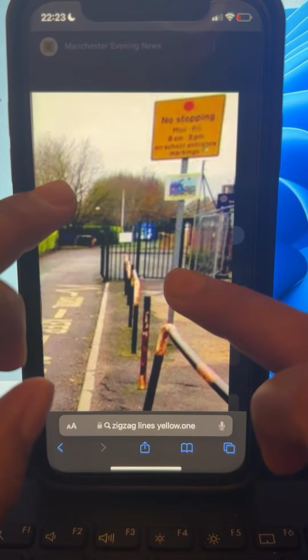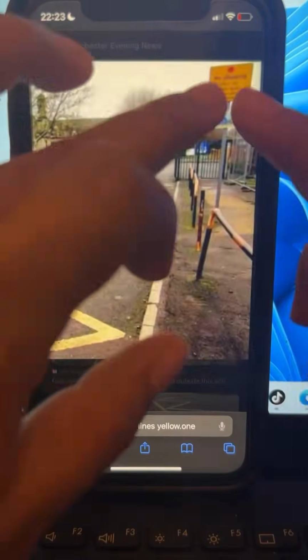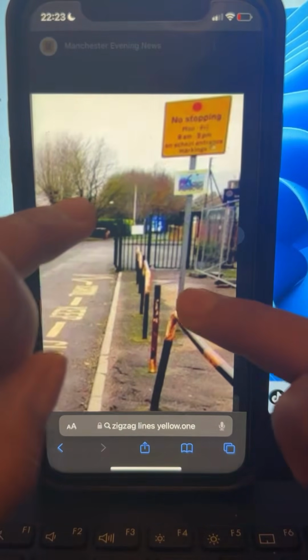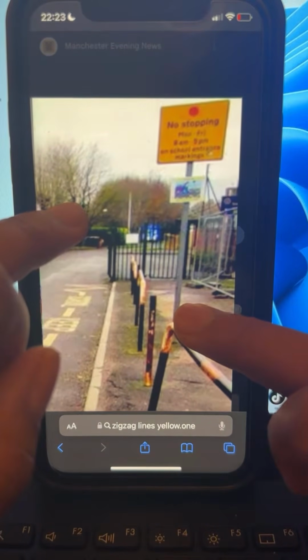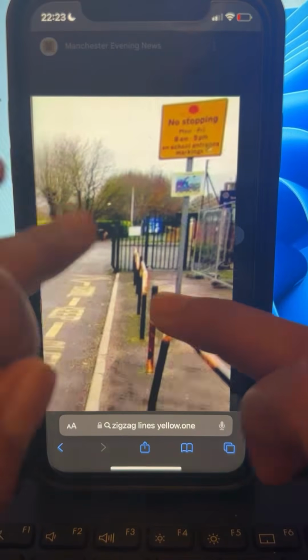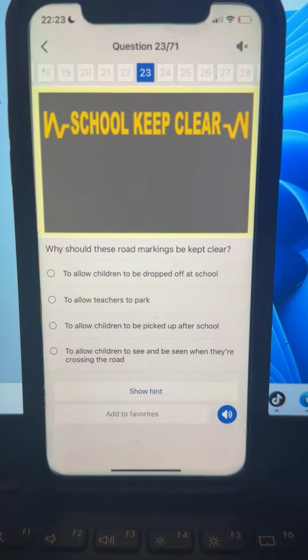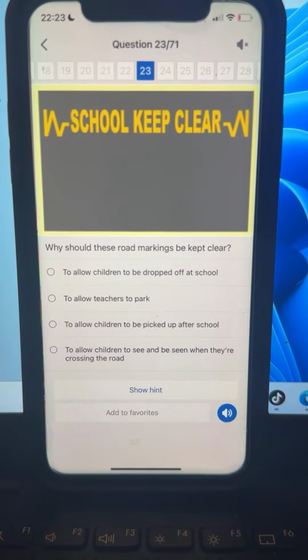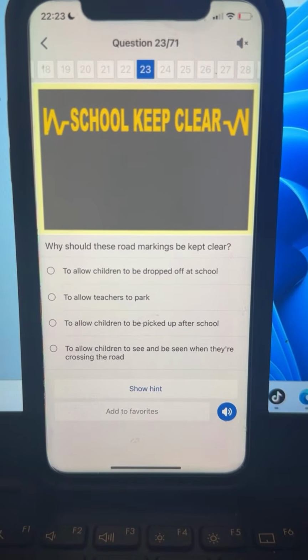Don't stop your car here. On the school timing, from Monday to Friday, you can see 8 to 5. That's school time, and don't stop your car in there. Yeah? Good. Don't park and don't stop as well. It's not a parking area for teachers or the head teacher, whatever.